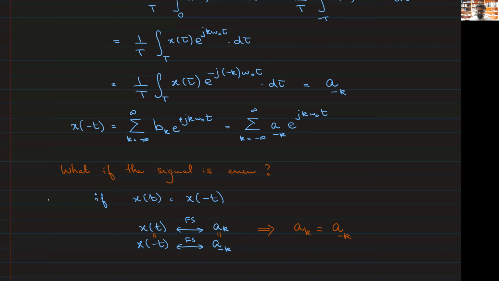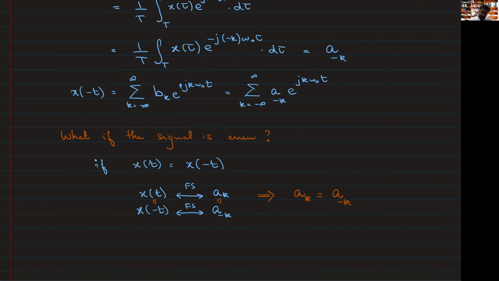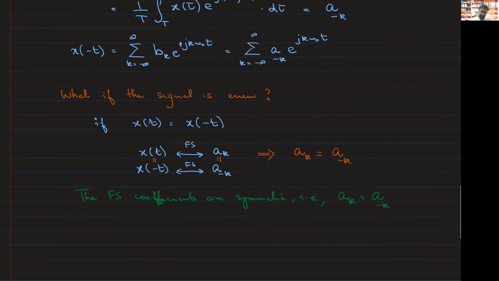So from here we conclude that if the signal is even, the Fourier series coefficients are symmetric, or even, as well. Therefore, a k equals a of minus k. In other words, a of plus 1 is equal to a of minus 1, a of plus 2 is equal to a of minus 2, a of plus 3 is equal to a of minus 3, and so on and so forth. What if the signal was odd?